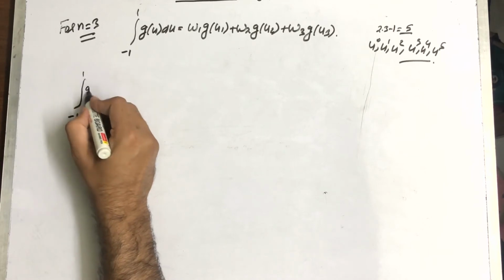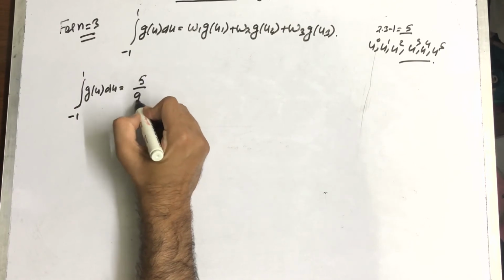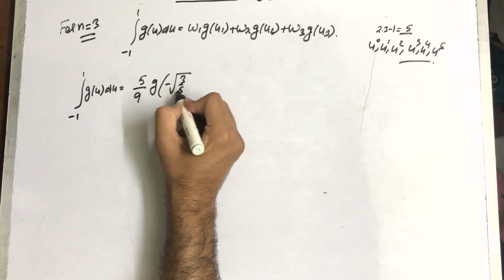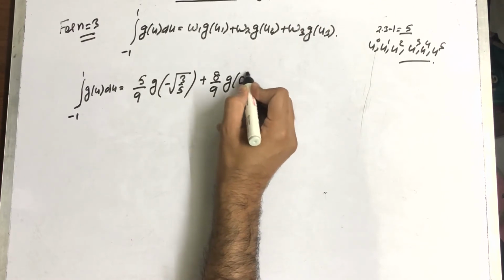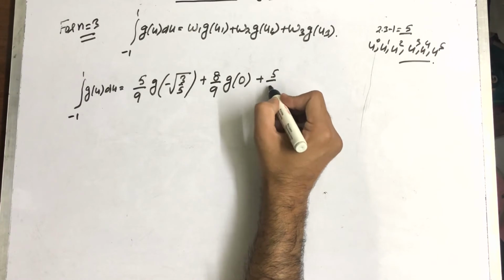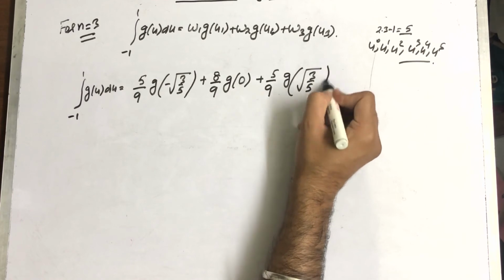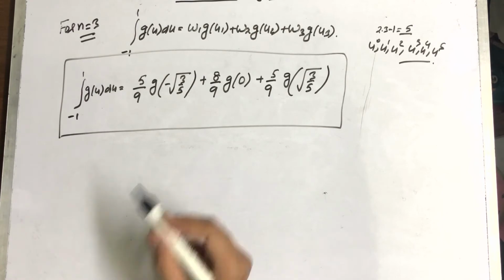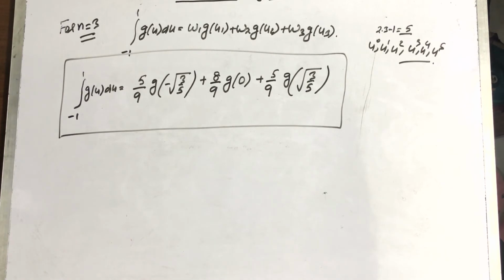So it will look like the integral of g(u) du is equal to 5 by 9 g of minus root 3 by 5 plus 8 by 9 g of 0 plus 5 by 9 g of root 3 by 5. So this is the 3-point Gaussian integration formula. I hope you got an idea how we can derive these formulas.